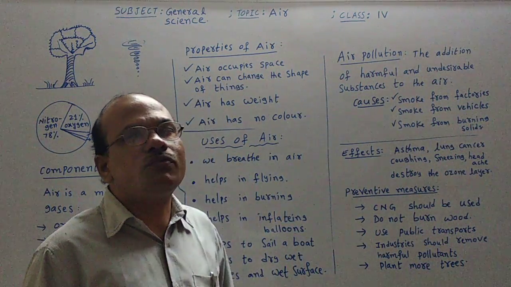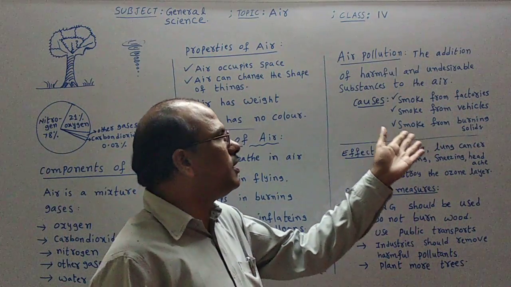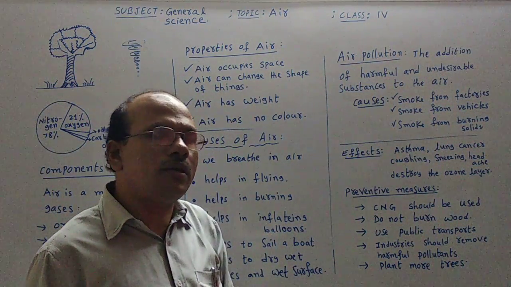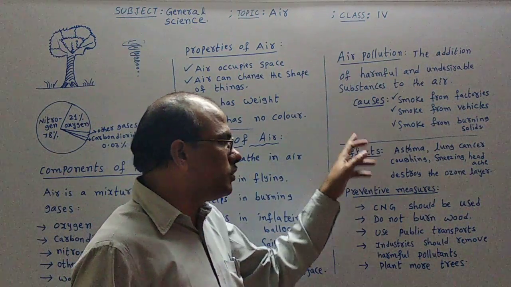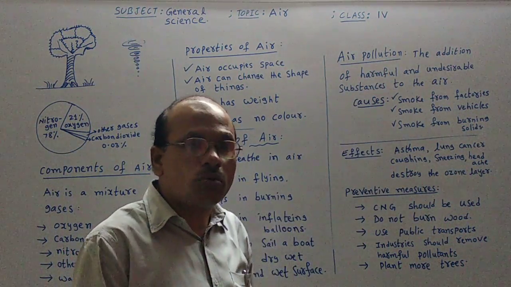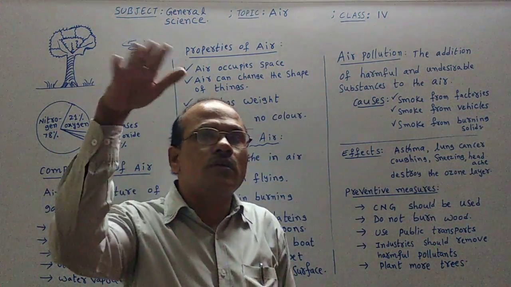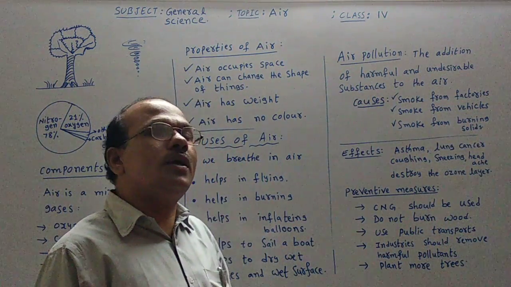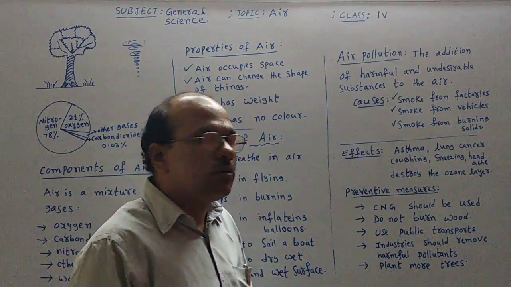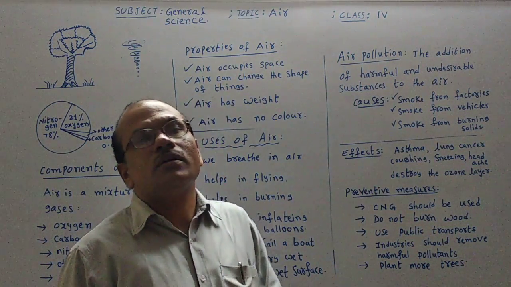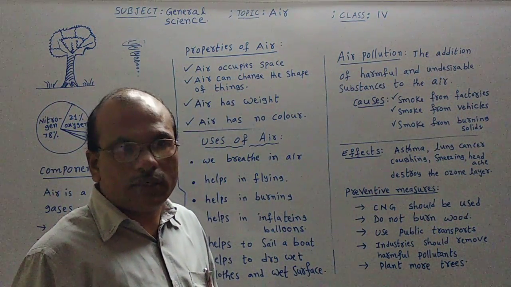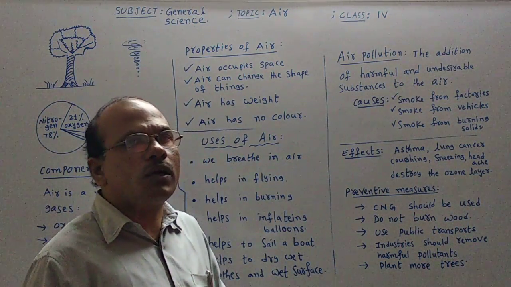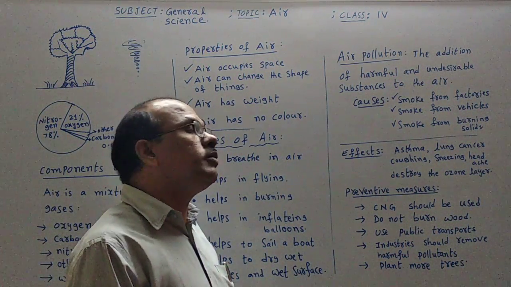So if the air is fully filled with all these undesirable, harmful substances, that is called air pollution, and it destroys the ozone layer also. The ozone layer is a layer just above our living area. It is getting damaged only because of air pollution. Is it clear? So next, how to prevent air pollution? What are the preventive measures of air pollution?